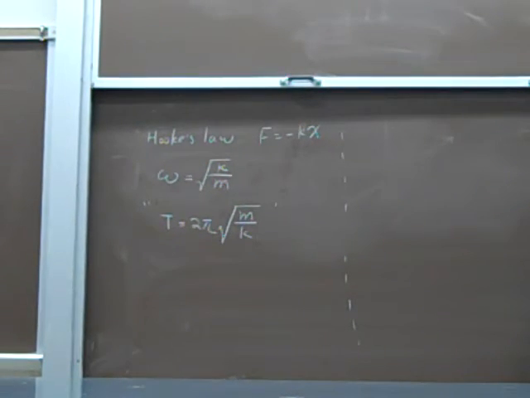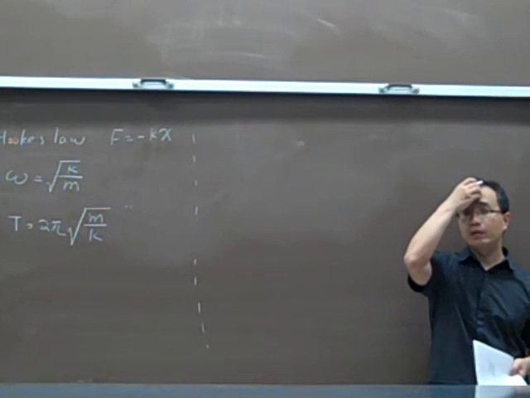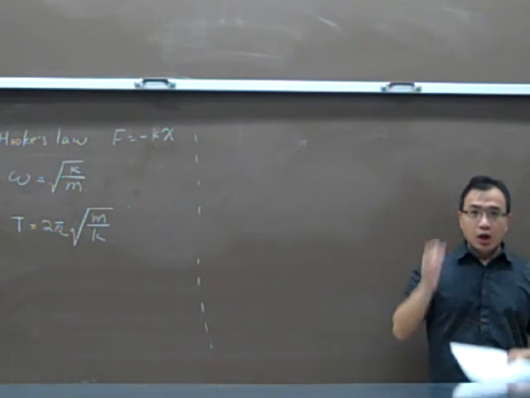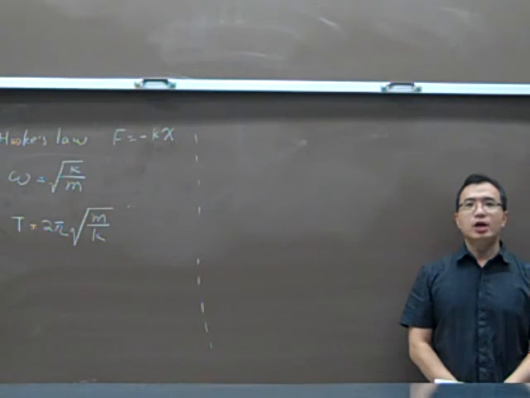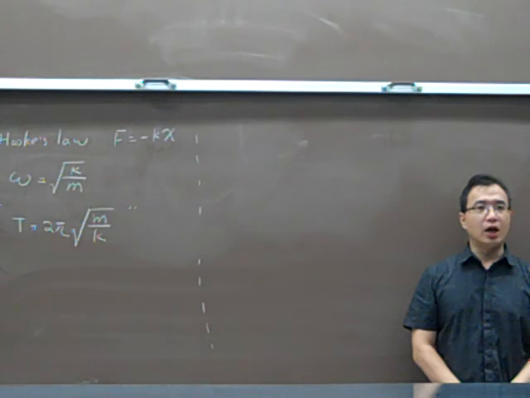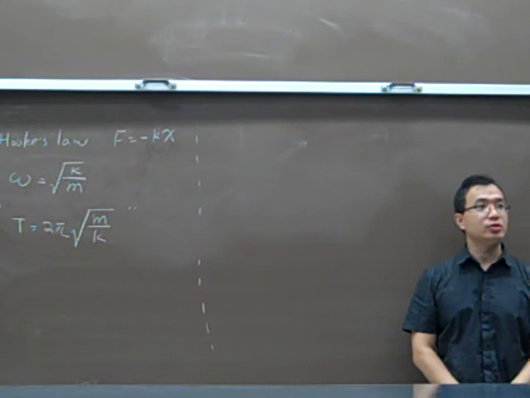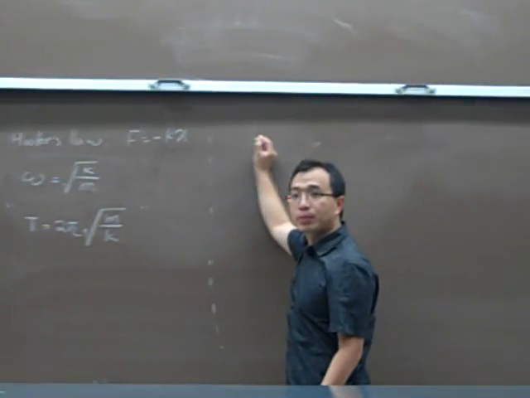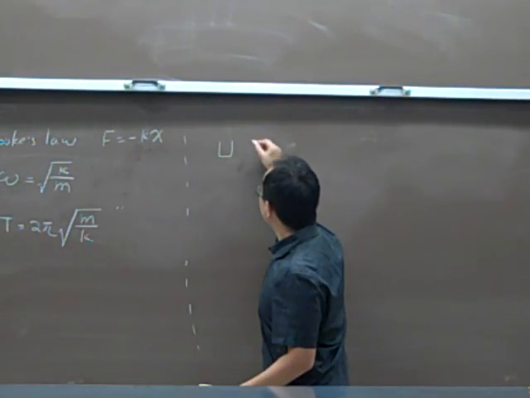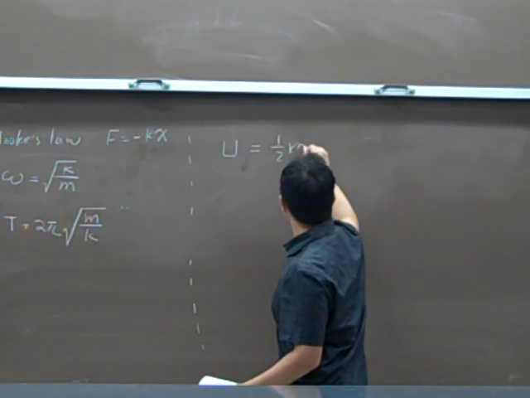Another aspect we need to know about simple harmonic motion is energy. For simple harmonic motion in a spring system, it has both spring potential energy and kinetic energy. We know how to calculate the spring potential energy: U equals 1/2 kx squared.